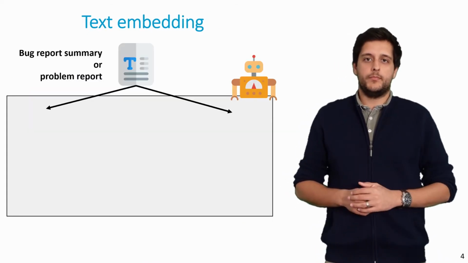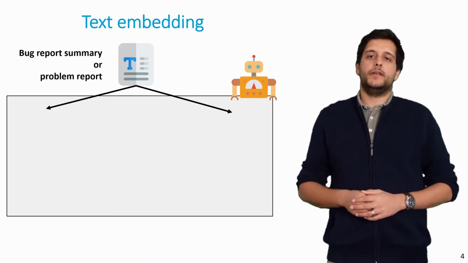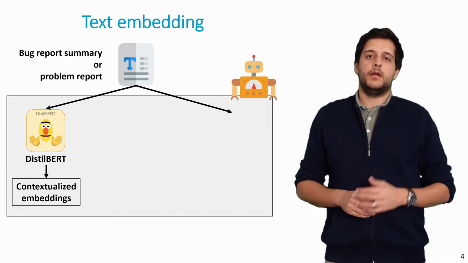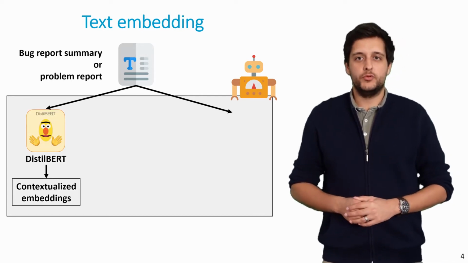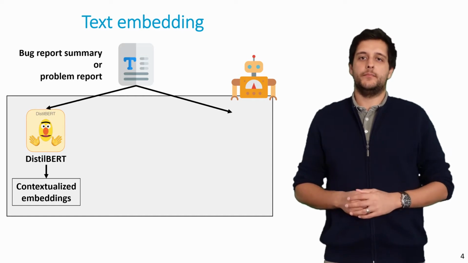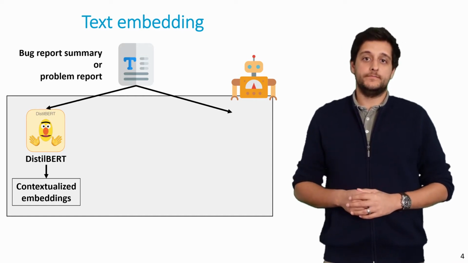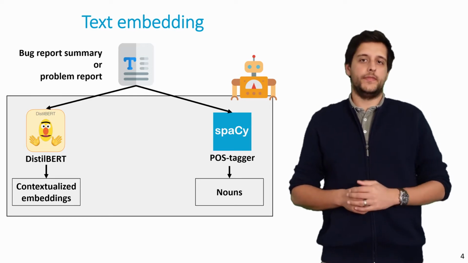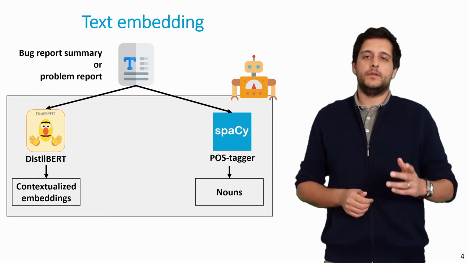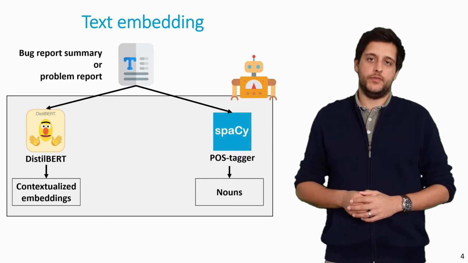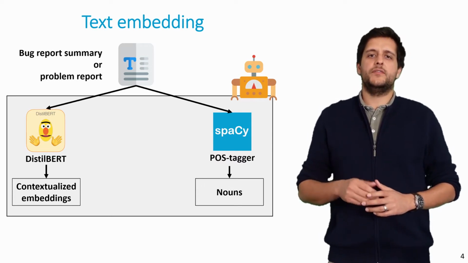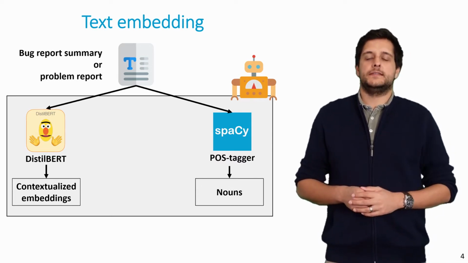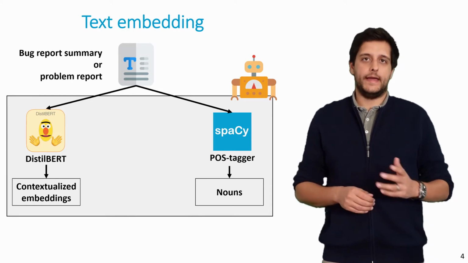Let's take a closer look at the text embedding step. We embed the problem report and the bug report in the same way. We use DistilBERT to compute contextualized state-of-the-art embeddings for each token, and spaCy's POS tagger to identify the nouns within the text. We decided to consider only the nouns for the text embeddings to reduce the influence of frequent verbs such as crash, freeze, or hang.